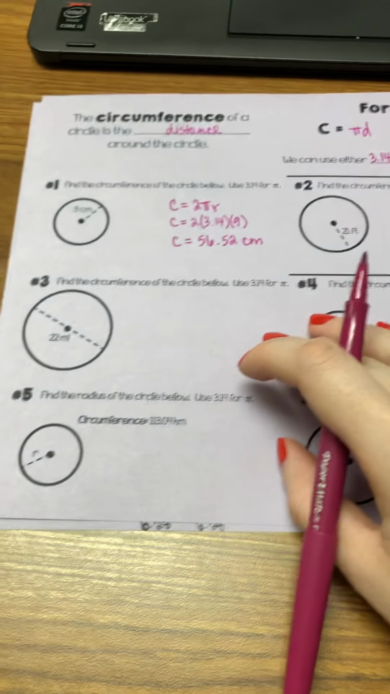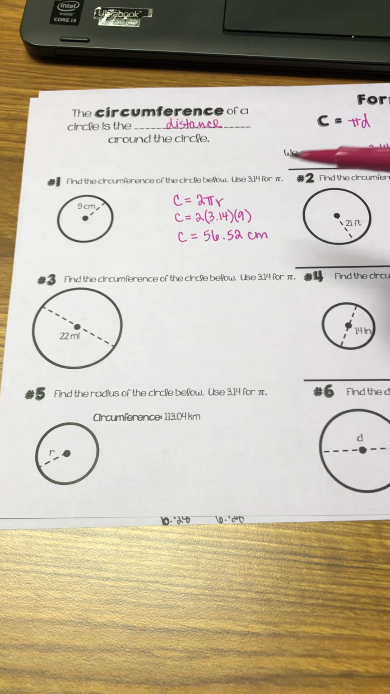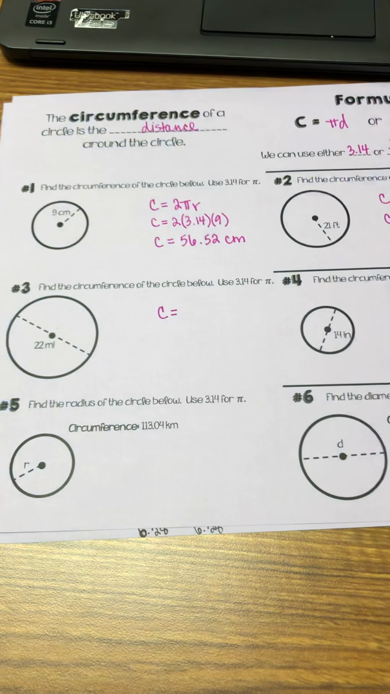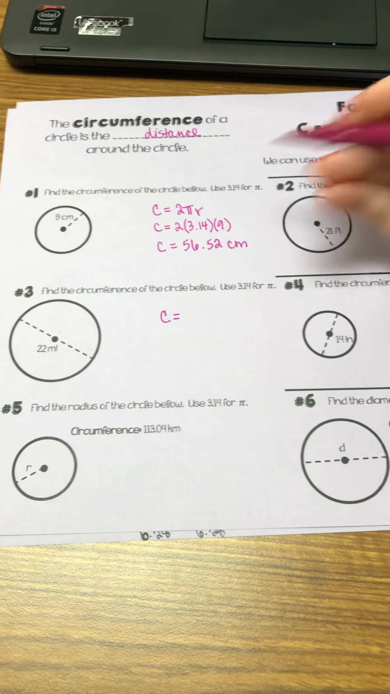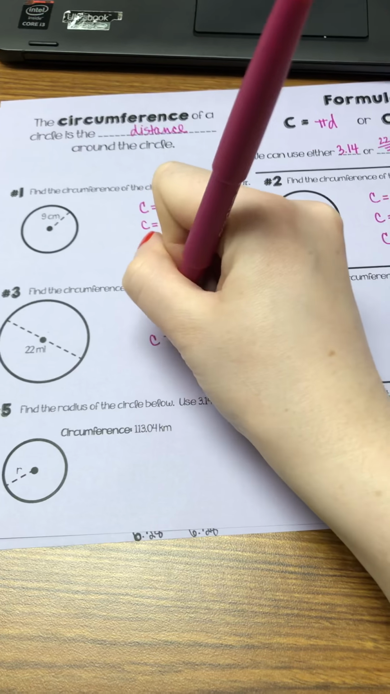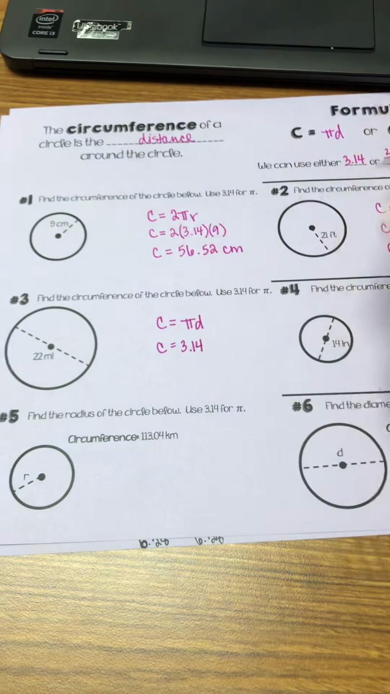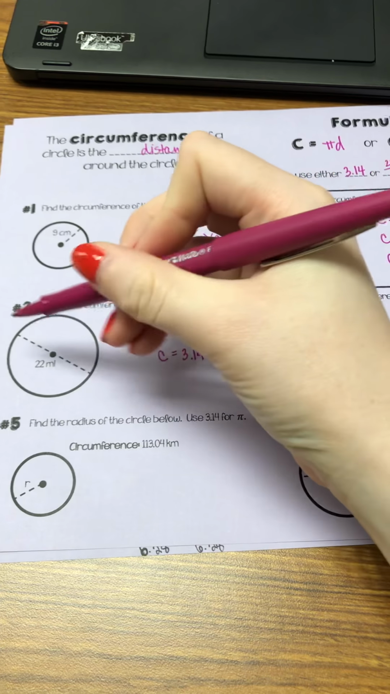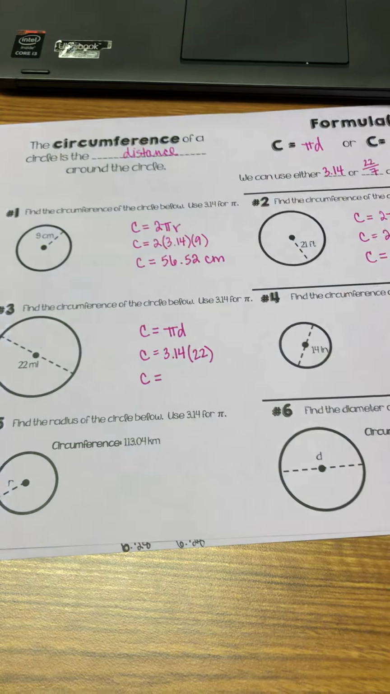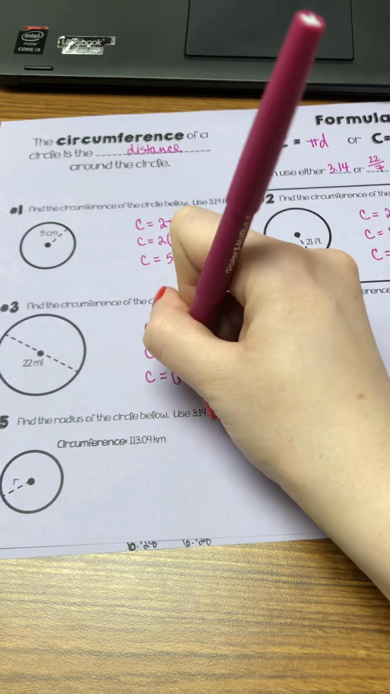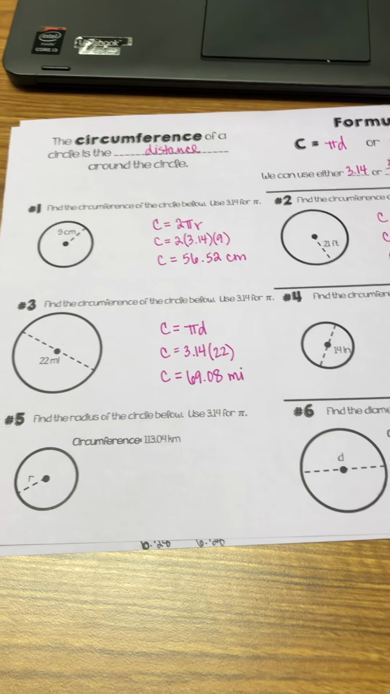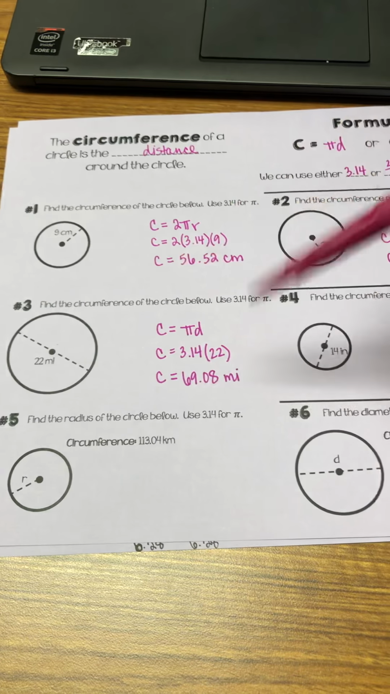Number 3. Find the circumference of the circle below. Use 3.14 for pi. So again, you're going to use your formula. I'm going to use pi d because they gave me the diameter. Okay? And they told me to use 3.14, so I'm going to substitute that in for pi. And then my diameter is 22. So when we multiply 3.14 times 22, we get 69.08 miles. So again, you're just substituting in values into your formula.